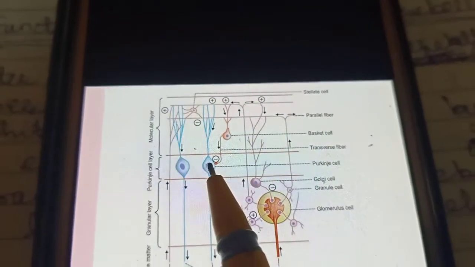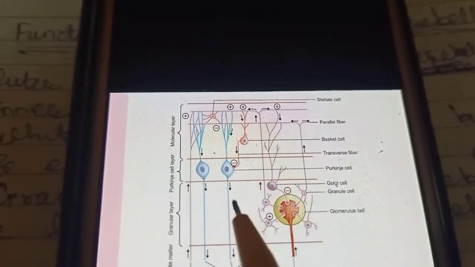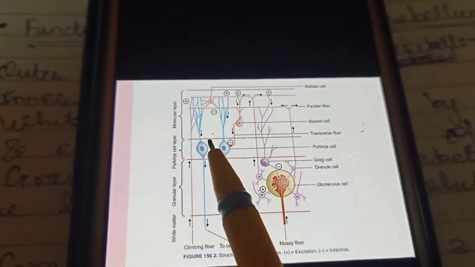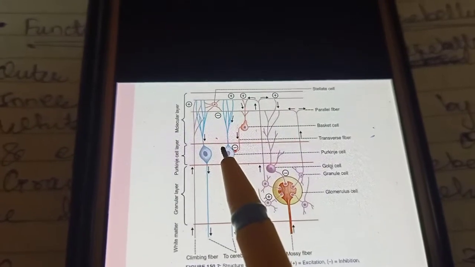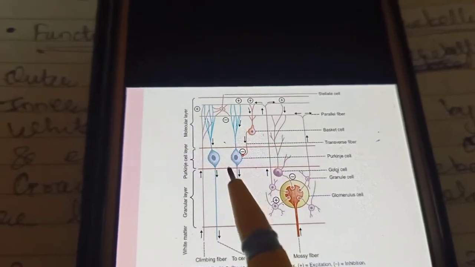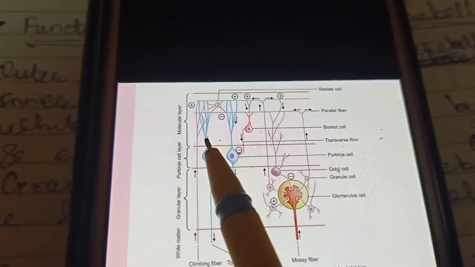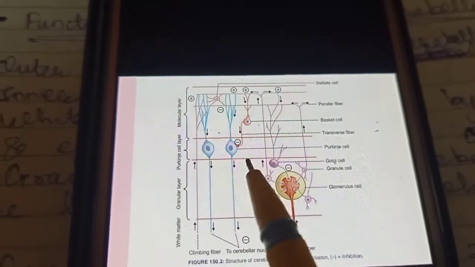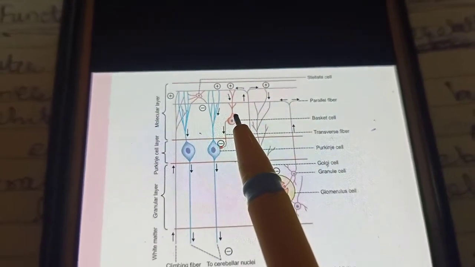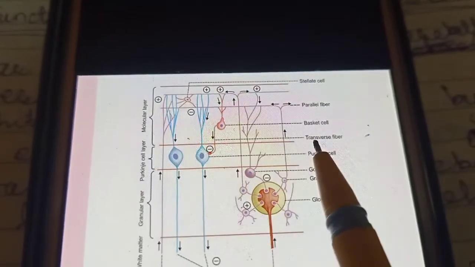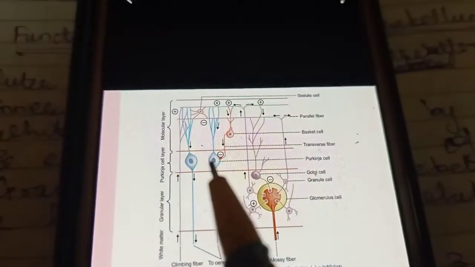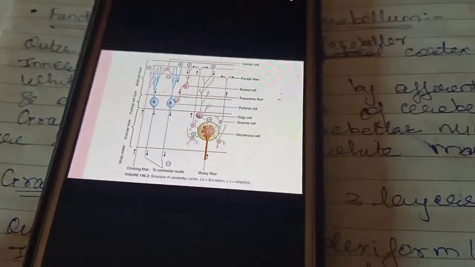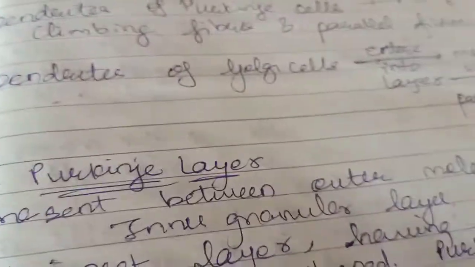So the Purkinje layer is present between the outer molecular and the inner granular layer, is the thinnest layer, having a single layer of flask-shaped Purkinje cells. The Purkinje cells are the largest neurons in the body. The dendrites of the Purkinje cells terminate either on the climbing fibers or on the parallel fibers. The axons of the basket cells form transverse fibers, and they end on the soma of the Purkinje cells. So this was about the Purkinje layer. Okay, we'll proceed further.